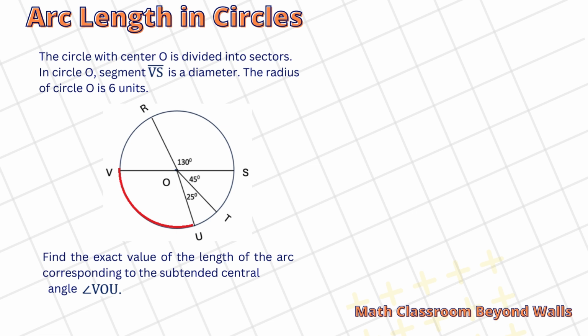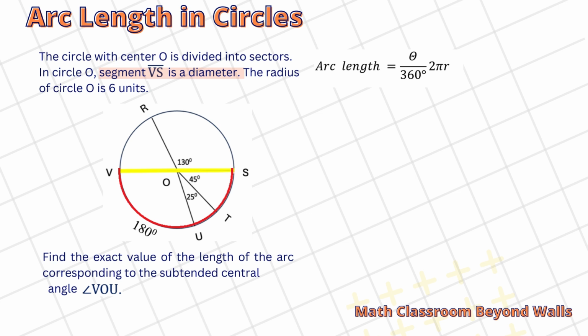For us to answer this question, we need to know the measure of the central angle theta and the radius r of the circle. These requirements are seen in the arc length formula. Let us start by determining the measure of the central angle theta subtended by the arc UV. In the problem, it is given that segment VS is a diameter of the circle. We know that the diameter cuts the circle into half. So, if the angle around the circle is 360 degrees, then half of it is 180 degrees, right?